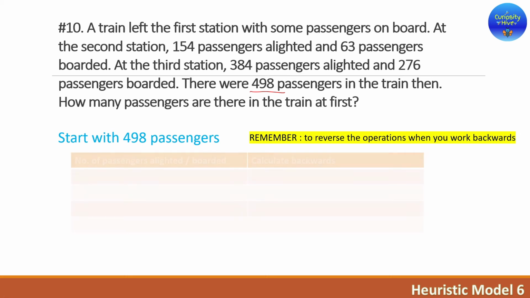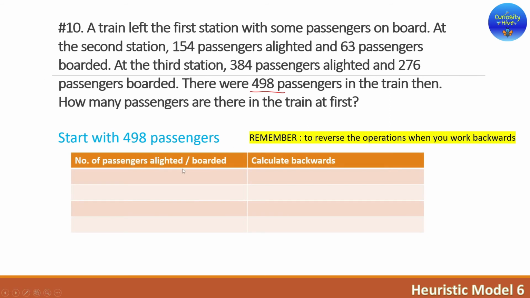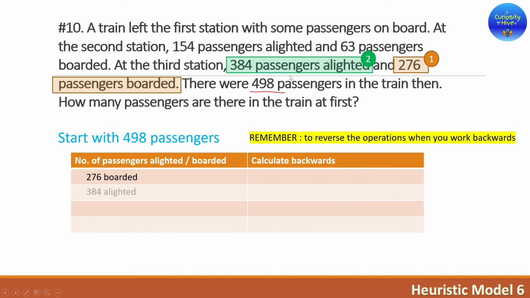So let's start with a table where we have number of passengers alighted and boarded, and the next column is calculate backwards. So how we are going to compute it is, we start with 498, then we take into consideration 276 passengers that boarded. Then after this we would take into consideration 384 passengers who alighted. Then we go back and take into consideration the 63 passengers who boarded. Finally, the last step for our computation, but rather the first statement in our question, was 154 passengers who alighted. So this is our last leg of the solution when we calculate backwards.